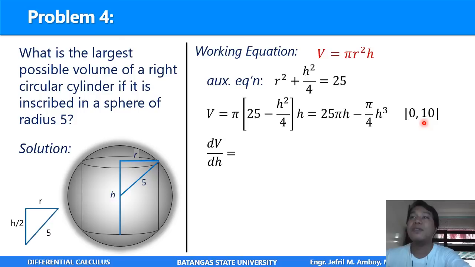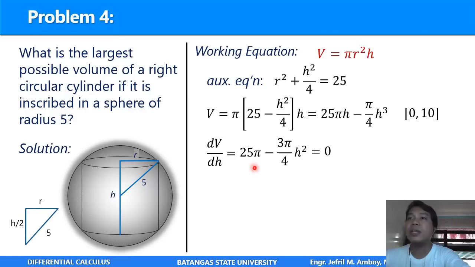Now, again, kunin na natin ang first derivative. That's 25 pi minus 3/4 h squared. And then, after getting the first derivative, of course, we equate it to 0. Why? Kasi nga po, max-min problem ito. At the maximum point of the function, the first derivative is 0. So, after that, we can now solve for h.